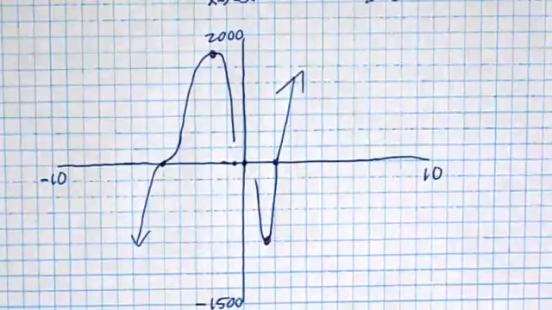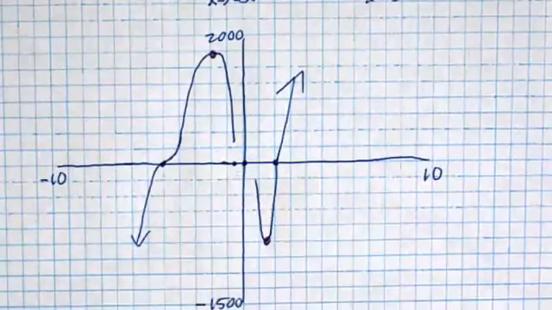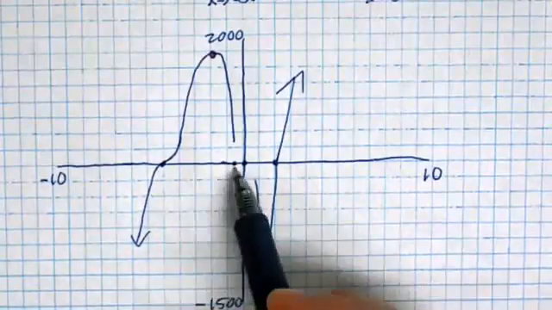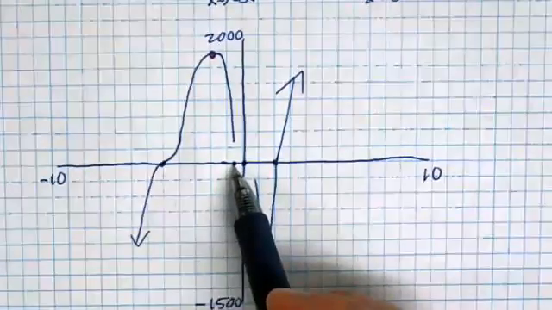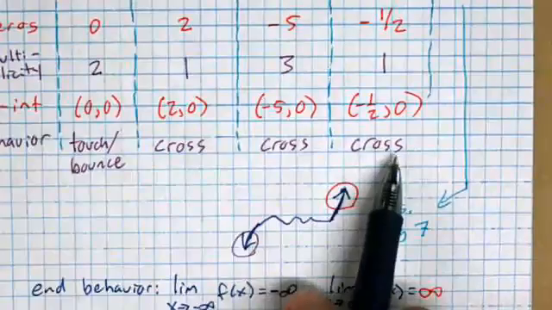Now, I could go into my calculator and zoom in to get a better look at what's happening right here, but I've got a pretty good idea what's going to happen. This is -1/2. And according to the table that you can see above your graph there, what's going to happen at that intercept? Are we going to be bouncing off at -1/2 or crossing? -1/2, we said we were going to cross the x-axis.